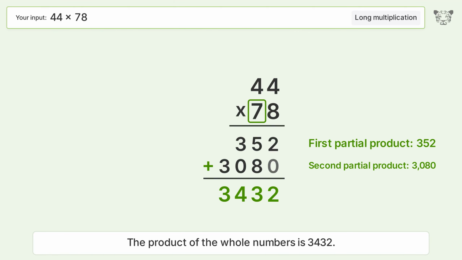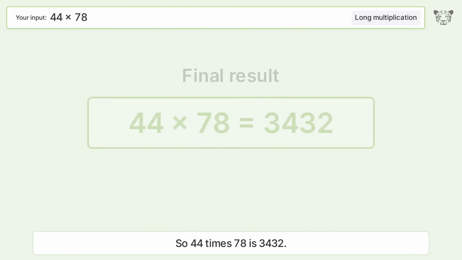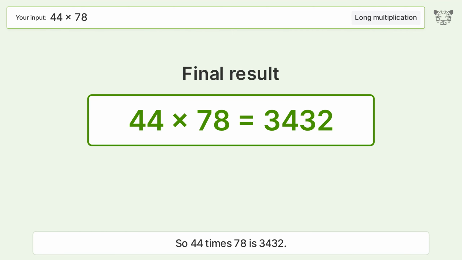The product of the whole numbers is 3432. So 44 times 78 is 3432.